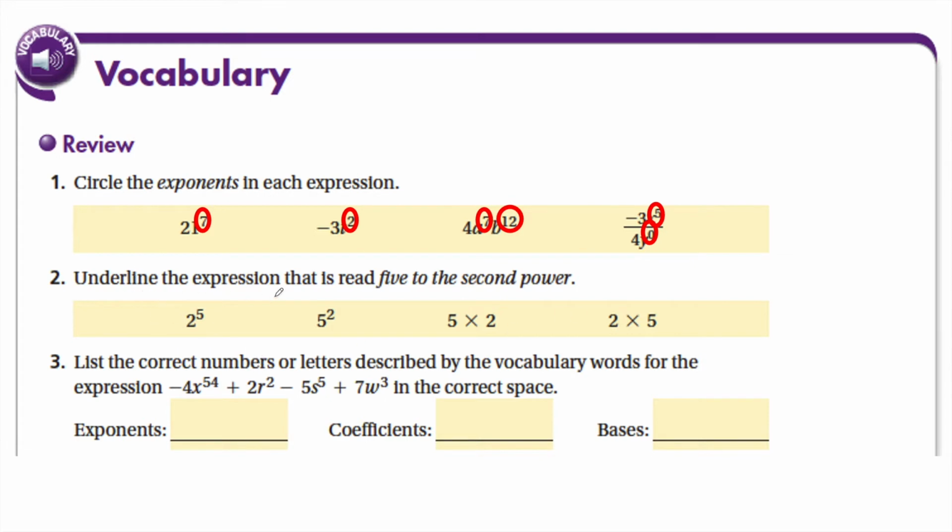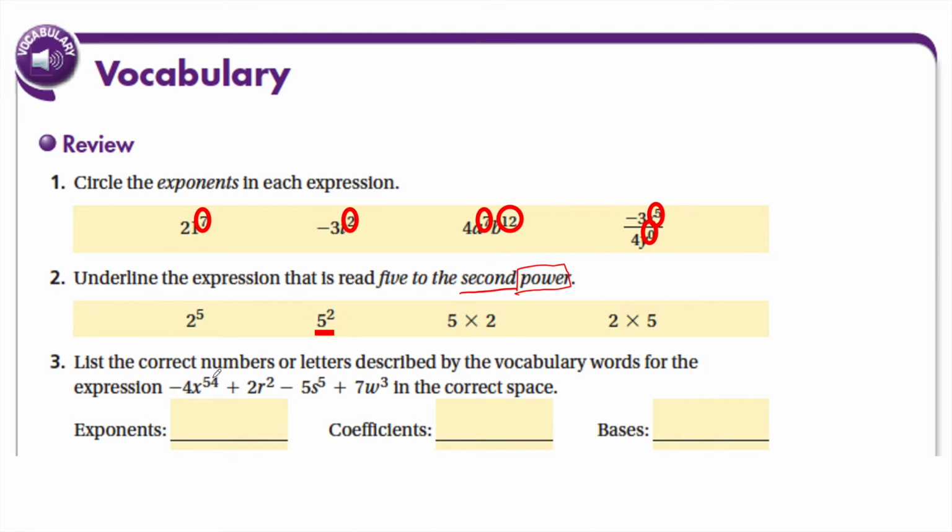So underline the expression that is read 5 to the second power. Well, 5 to the second power, our power is going to be in the second portion, meaning it's going to be a 2. And if we're talking about a power, we're talking about our exponent. So we're going to have an exponent of 2. So therefore, our 5 squared, or 5 raised to the second power, will look like that.